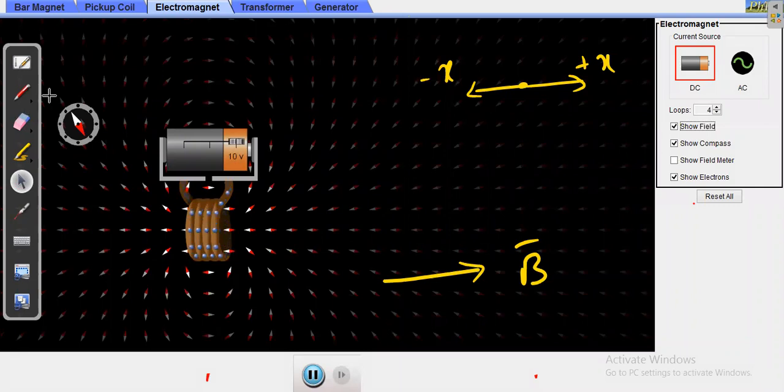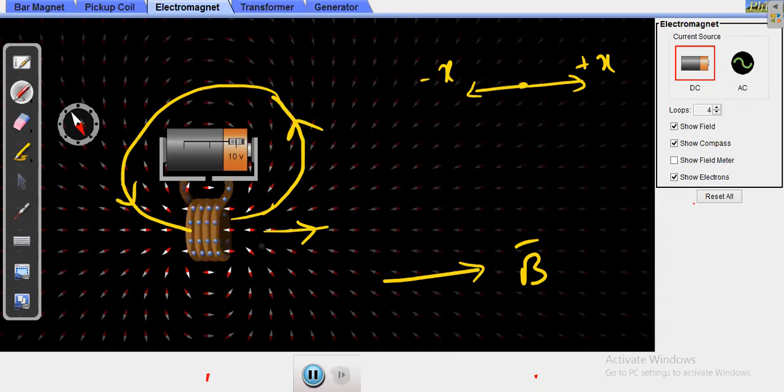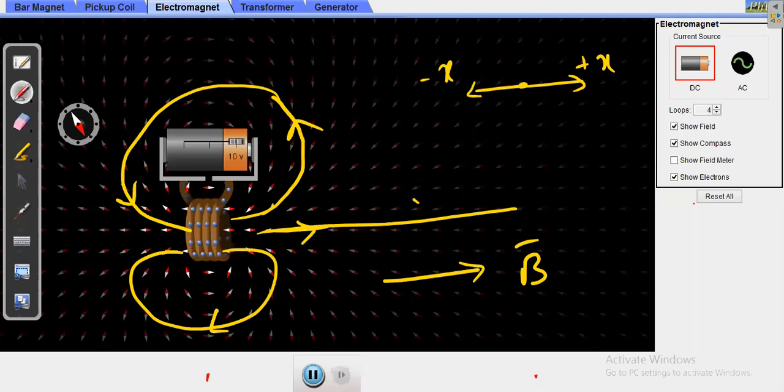Yes, it is, because here the magnetic field is in the positive x direction. Once you have a coil, the magnetic field goes like this and comes like this. Similarly, it goes like this, it comes like this, but in the middle it will be going this way. So now you have formed the electromagnet. That electromagnet is giving you the magnetic field in this way.